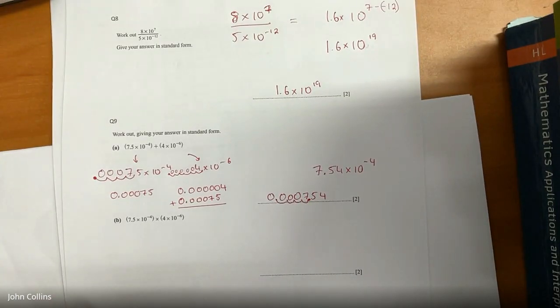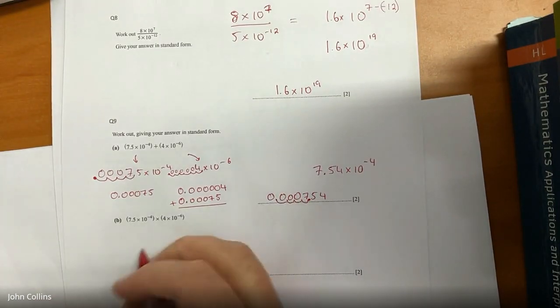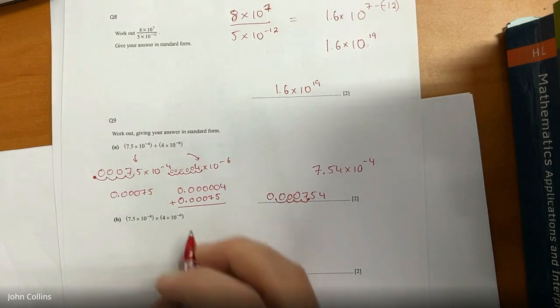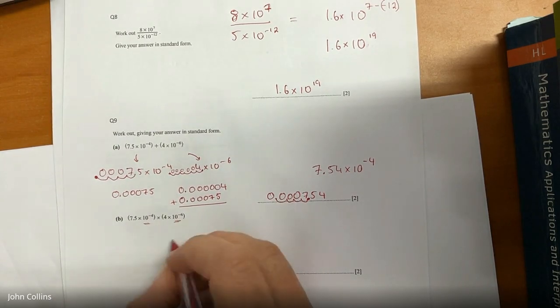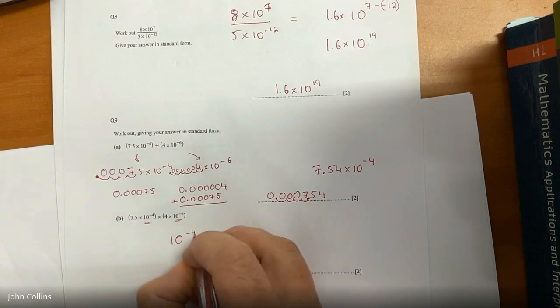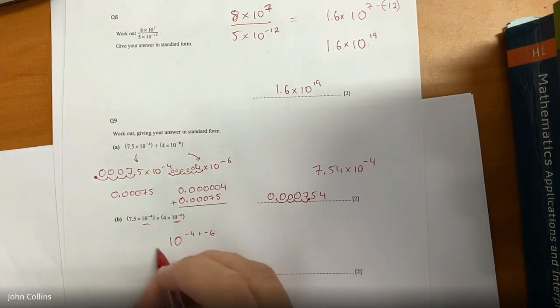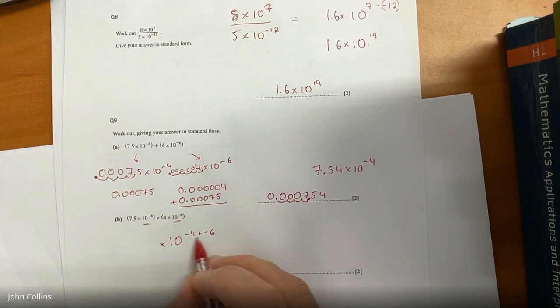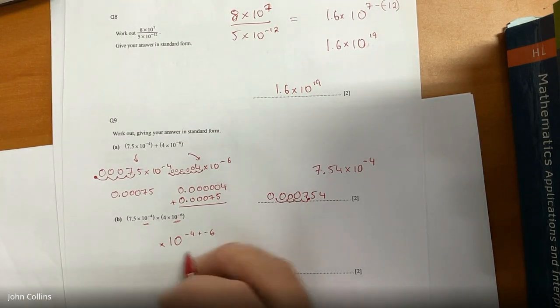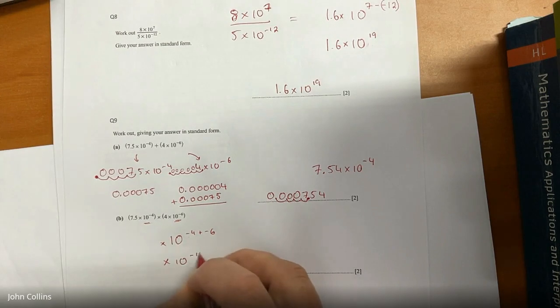Next one, I got to multiply the same numbers. If I multiply, I would add the powers. So let's do that first. Minus 4 plus minus 6, which is kind of a... So it's going to be by 10 to something. Minus 4 plus minus is a minus. So that's 10 to the minus 10.